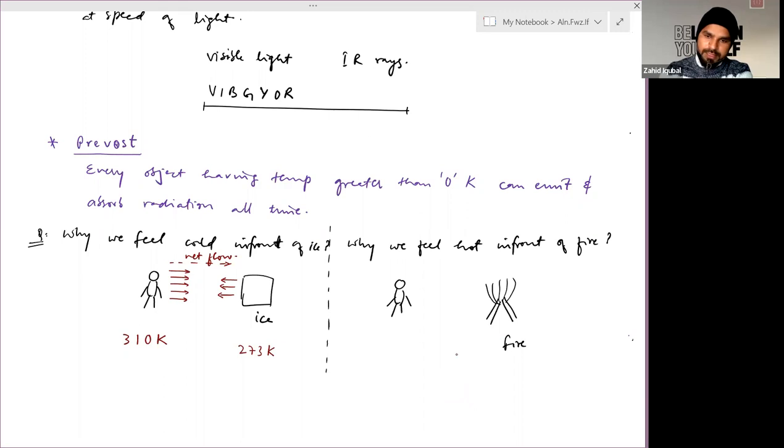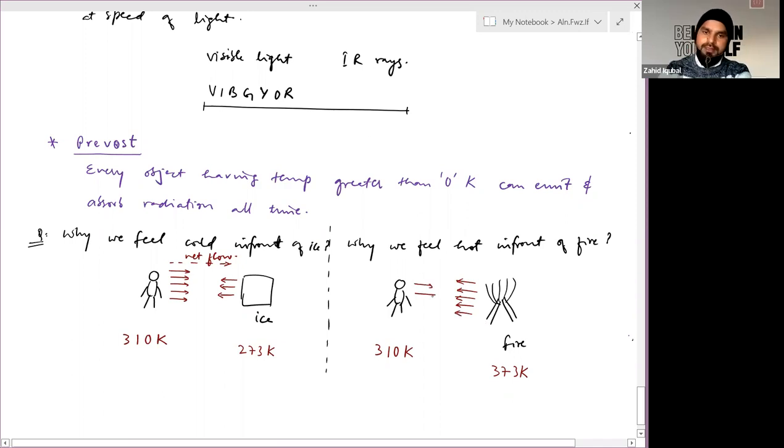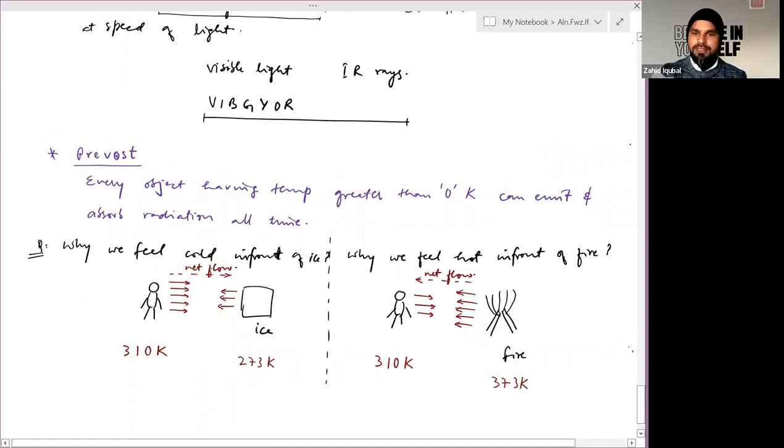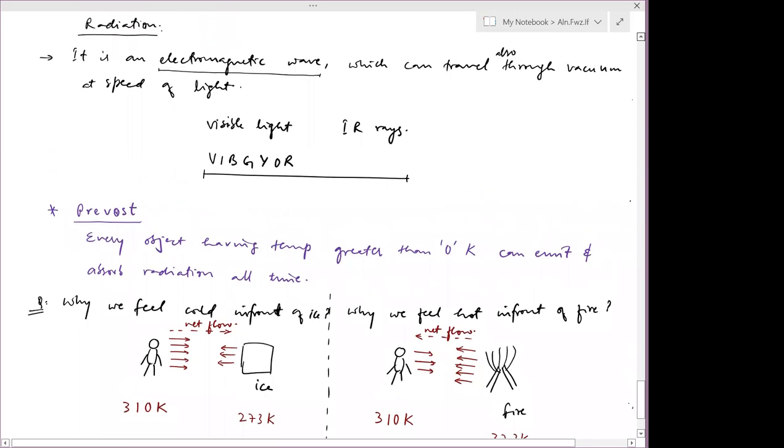That's why, to protect our body thermal energy, we must wear a sweater or some warm clothes. Similarly, in case of fire, let's say the temperature of the human body is 310 Kelvin and the temperature of fire is 100 degrees Celsius, so in terms of Kelvin, it will be about 373 Kelvin. Since in this case the temperature of fire is more compared to body temperature, it will radiate more, and the net flow of radiation will be from fire to the human body. So it will tend to increase the thermal energy of the body, hence we feel hot in front of fire. Is it clear? Yes, sir. Okay, just write it down.